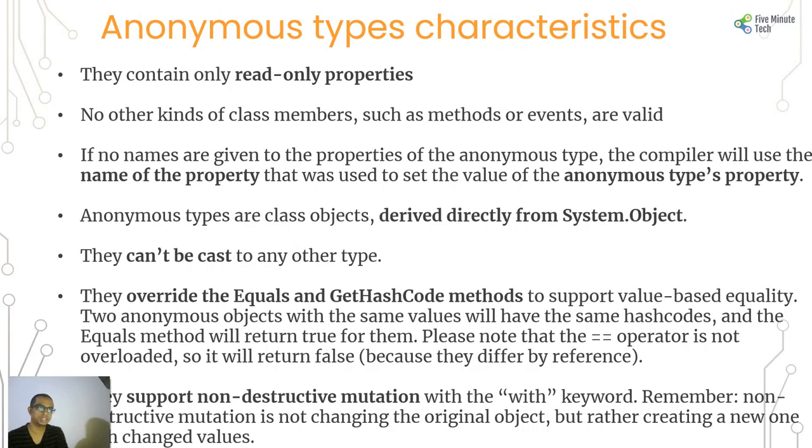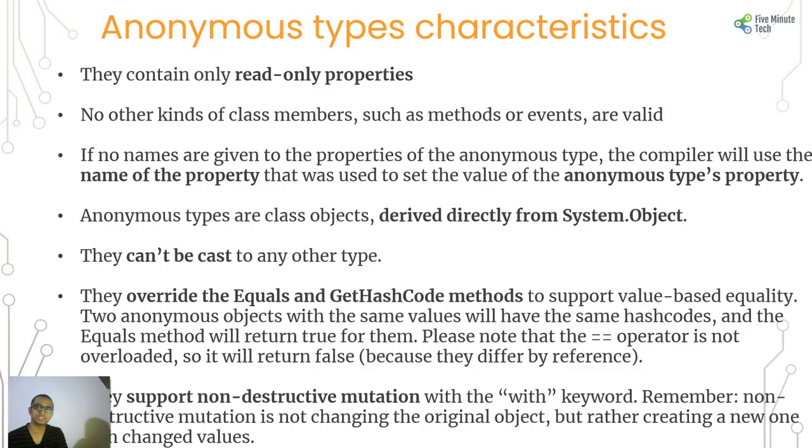Anonymous types characteristics. They contain only read-only properties, and no other kind of class members such as methods or events are allowed or valid. If no names are given for a particular property of an anonymous type, the compiler will use the name of the word that was used to set the value of the anonymous type's property. And anonymous types are class objects. They derive directly from System.Object.